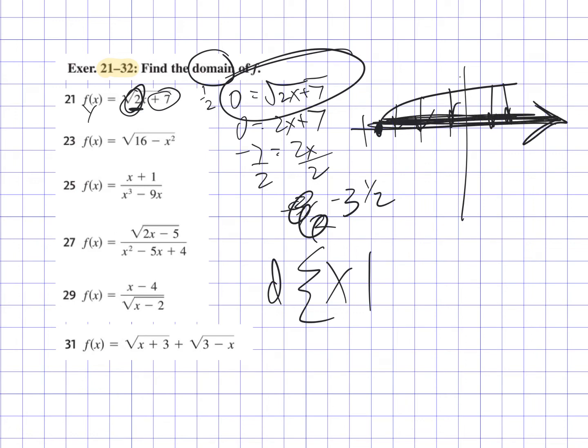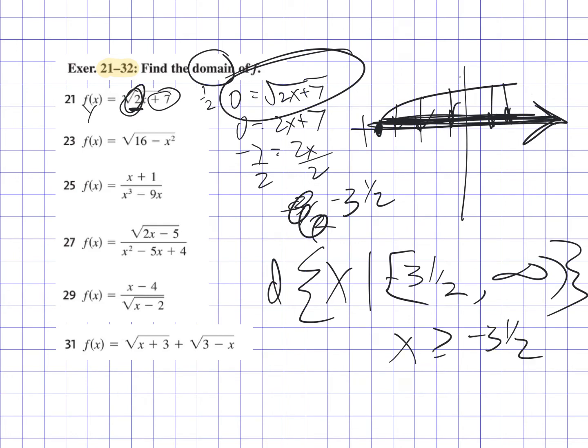It goes from -3 and 1/2, including -3 and 1/2, all the way to positive infinity. That would be your answer. Or you say x is greater than or equal to -3 and 1/2. All right, that's how you do it. Let's keep practicing. Let's move on.